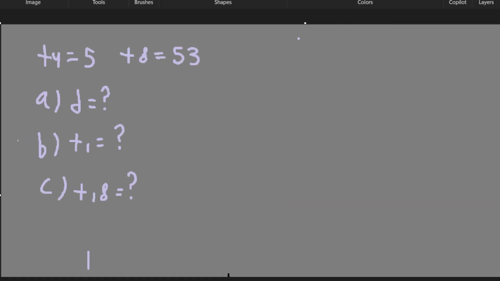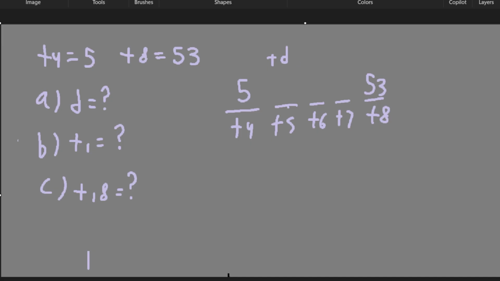You are given term 4 and term 8. Let's label this term 4, term 5, term 6, term 7, and finally term 8. So if you add one common difference, you get to term 5. If you add another common difference, you get to term 6. And if you add another common difference, you get to term 7. If you add another common difference, you get to 53. So 5 plus 4 common differences is equal to 53.